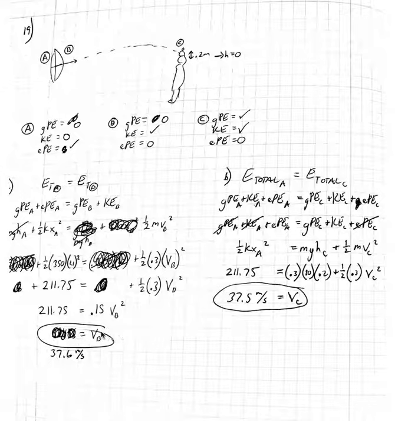Very close to the velocity at B because not much of that energy is lost to gravitational potential energy, but a little bit, and so it's 37.5.